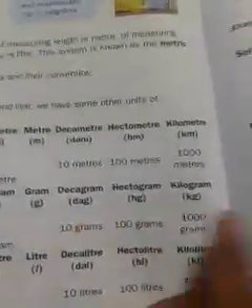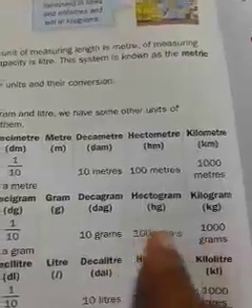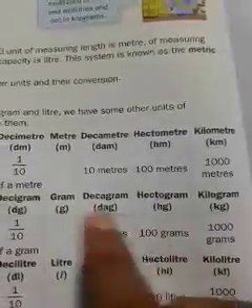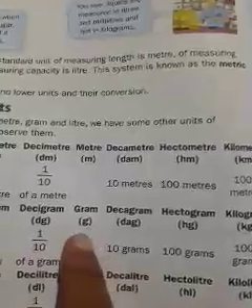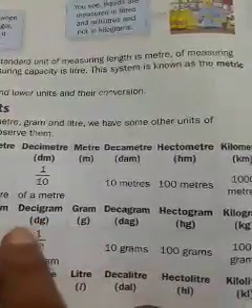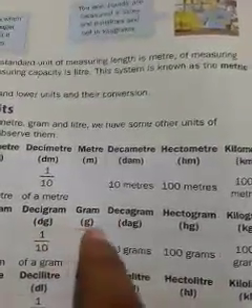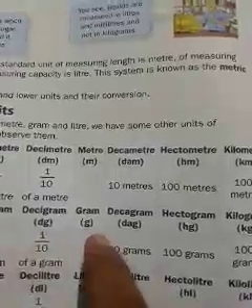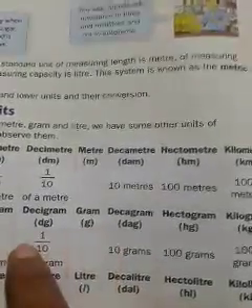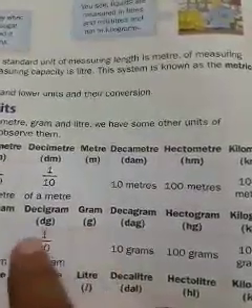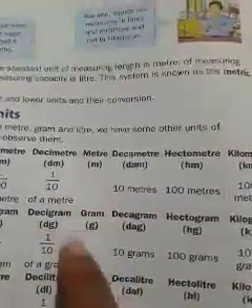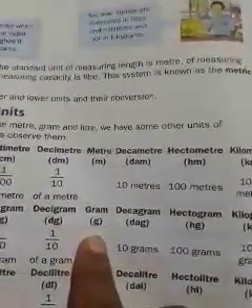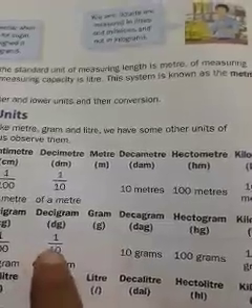So 1 kilogram is 1000 grams, 1 hectogram is 100 grams, 1 decagram is 10 grams. When you convert gram into decigram, the decigram is smaller, so you have to multiply by 10. If anybody asks 1 gram is equal to how much, you will tell 10.